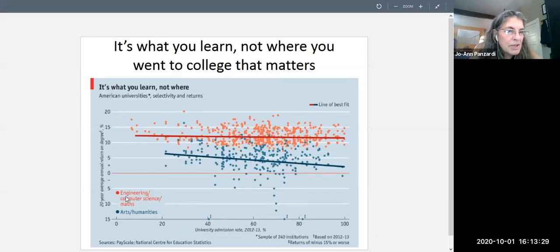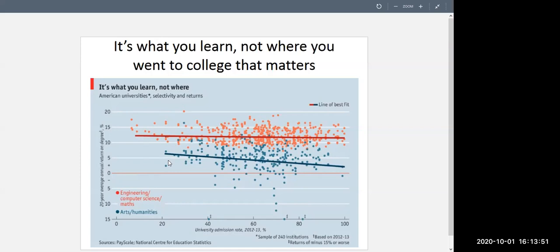Anything you want to tell me? What you just told me is correct. We're looking at more technical degrees in the red and more arts and humanities in the blue. Nick, if you're comparing the red and the blue, what is it telling you about the return? Arts and humanities have a lower rate of return than engineering, computer science, and maths.